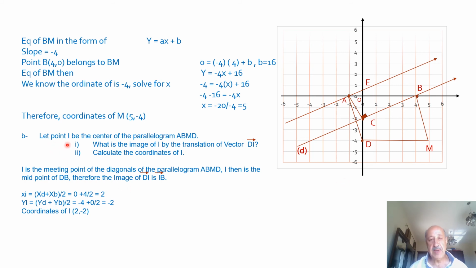Okay, it's telling me to let point I be the center of the parallelogram ABMD. What do they mean by the center? The center is the meeting point of the diagonals of the parallelogram. So this is point I. Now, what is the image of I by the translation of vector DI? DI is the vector, I is the midpoint of DB, so therefore the image of I is simply B.